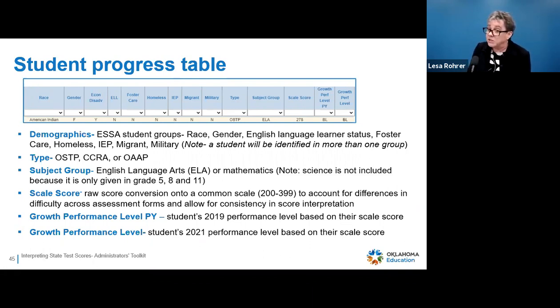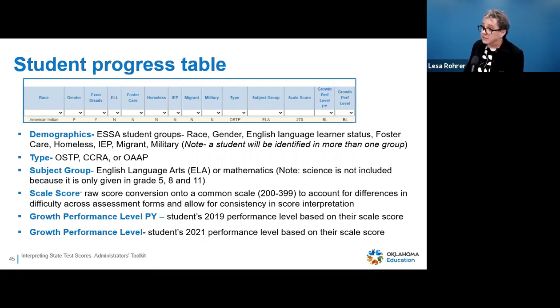The type, OSTP, this is OSTP for science. Nope, in this term, it's not for science, I misspoke. OSTP, CCRA, and OAP. Why is it not for science? Well, it's not for science because we only test science in grades 5, 8, and 11. Therefore, it doesn't meet the criteria.